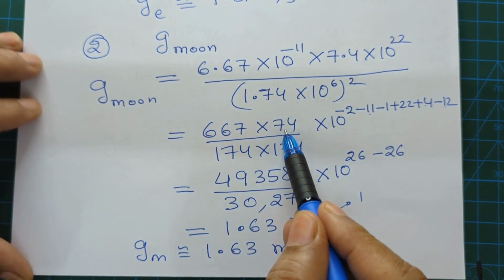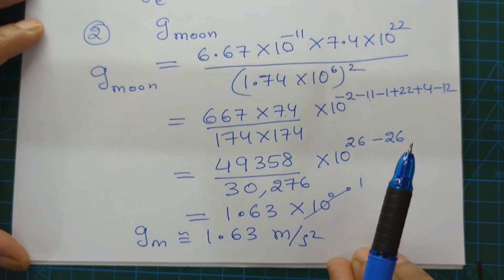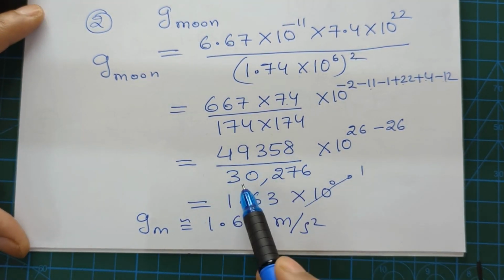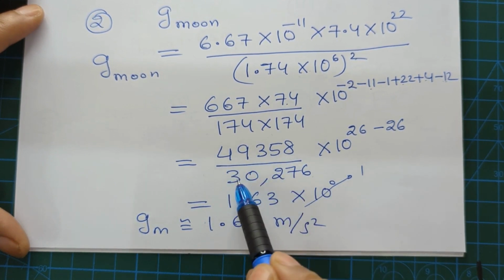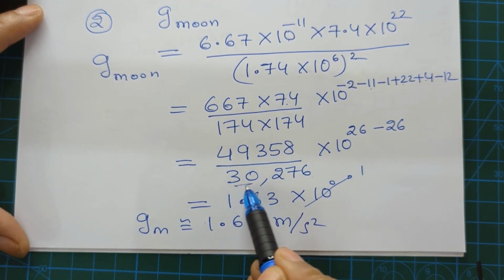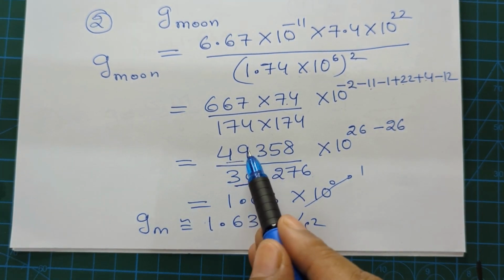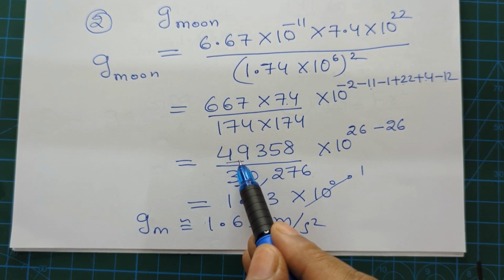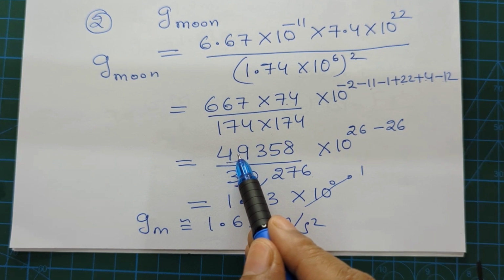These numbers we have to sincerely multiply, and this also we should multiply. When we multiply, we get 49,358 and 30,276. Now how to divide? Here the numerator is big, the denominator is small, but the number of digits is the same, 5 digit, 5 digit. So just concentrate on this 30 and 49. 30 into 2 is 60, but 49 can be considered a bit close to 50. So 60 is very close to 50. So it's not 30 into 2, but it is definitely a bit less than 2.